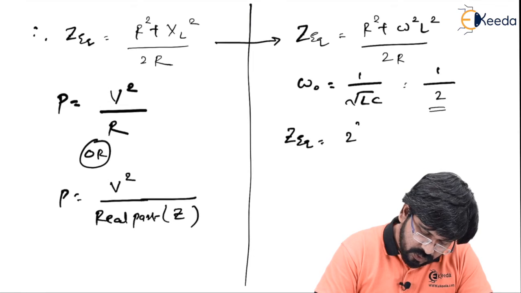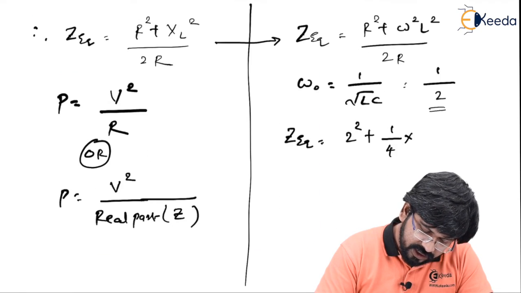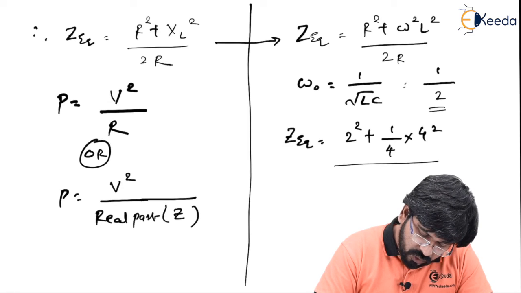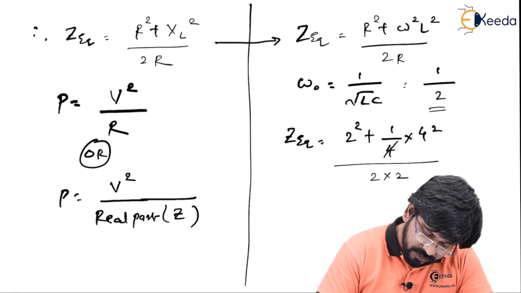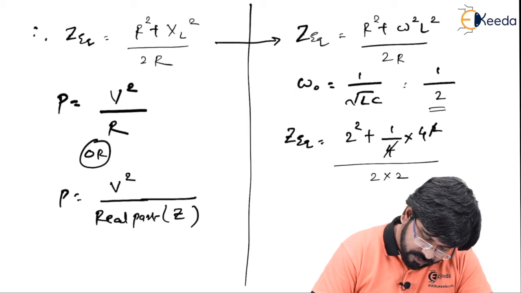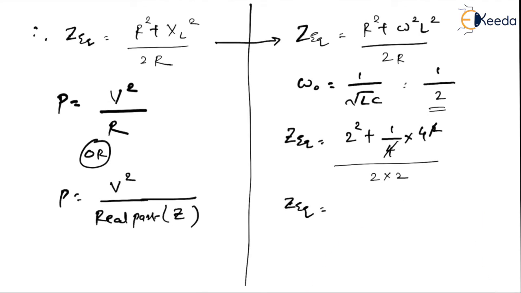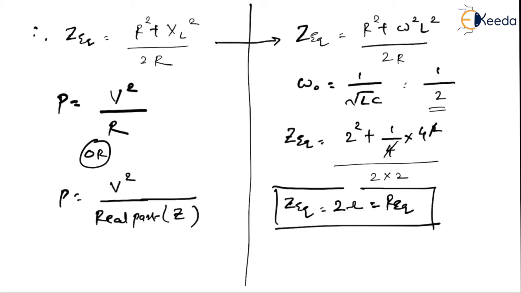So R is simply 2 square plus omega square means it is 1 by 4 into L square, where L is 4 Henry, so it becomes 4 square whole divided by twice of R. So it becomes 2 into 2. Therefore, Z equivalent becomes 2 square is 4 plus 4 is 8. 8 divided by 4 becomes 2, which is nothing but R equivalent only. Remember, Z equivalent is nothing but R equivalent, that is real part of Z.